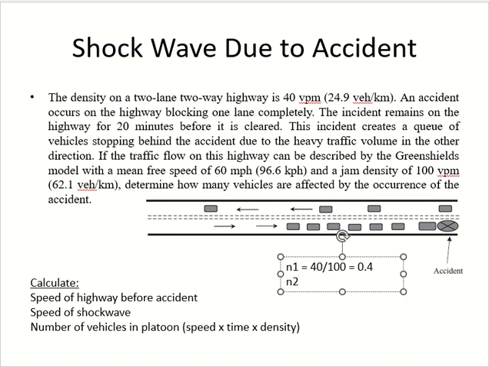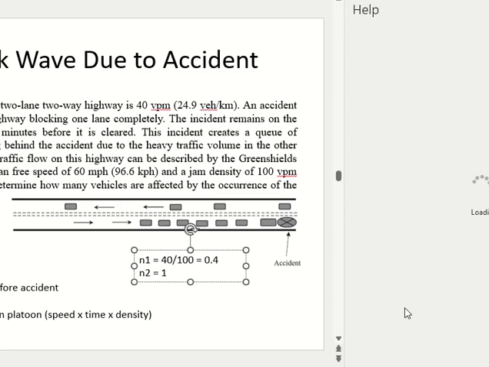Eta 2, how much is eta 2? Now, vehicles are stopping. How much is eta 2? It's 1. Vehicles will stop close behind each other, so the density will be equal to the jam density.